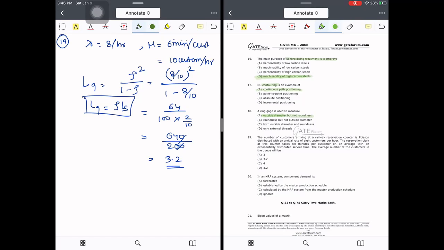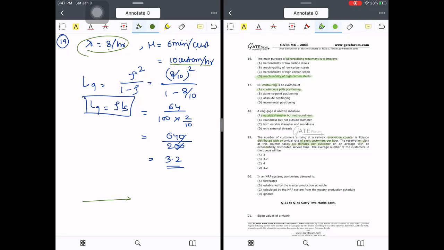Now question number 19. This is actually a queuing problem. In the previous year 2005, I have already given you the problems and formulas used for queuing theory. Just look at it and you will see how this question is solved. It is just put the formula and get the answer. The number of customers arriving at a railway station reservation counter is Poisson distributed, and the arrival rate is 8 customers per hour, so lambda is 8. What is mu? The reservation clerk takes 6 minutes per customer, so it is servicing at the rate of 10 customers per hour.